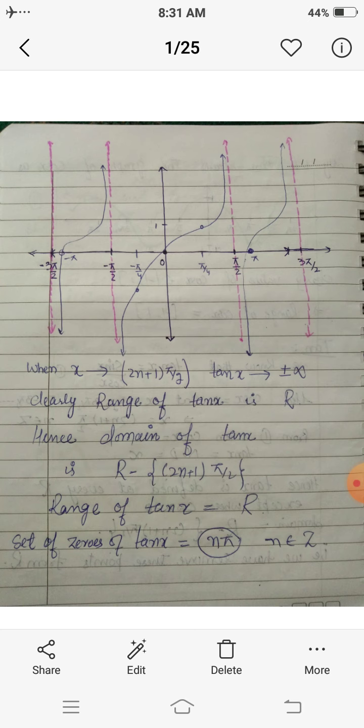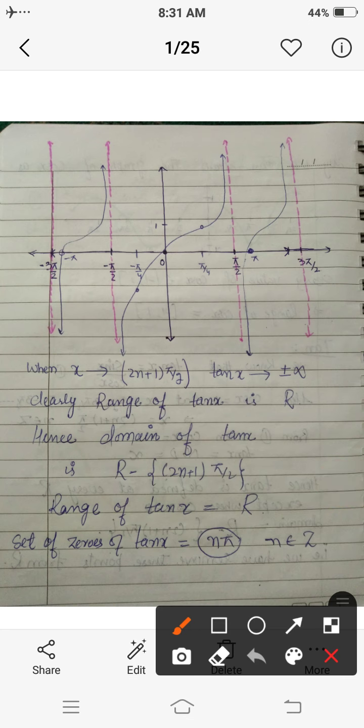Also the zeros of this function. Now clearly at x equals 0, the graph crosses the x-axis. At pi, the graph crosses the x-axis. At minus pi, the graph crosses the x-axis. So the zeros of this tan function are n pi. N pi means pi, 0, minus pi, 2 pi, minus 2 pi, where n is simply an integer.